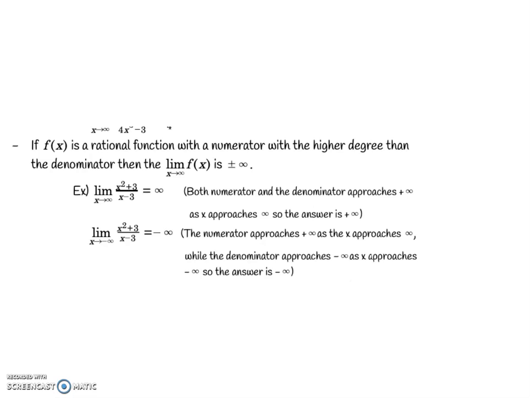Another case is when the rational function has a numerator with a higher degree than its denominator. Then the limit will be either plus or minus infinity. If you look at this function, the limit as x approaches infinity of x squared plus 3 over x minus 3 is equal to infinity. Why? The numerator has a higher degree than the denominator, so you know that the function is going to approach infinity, and if you plug in higher and higher values, you'll see how the number becomes higher and higher.